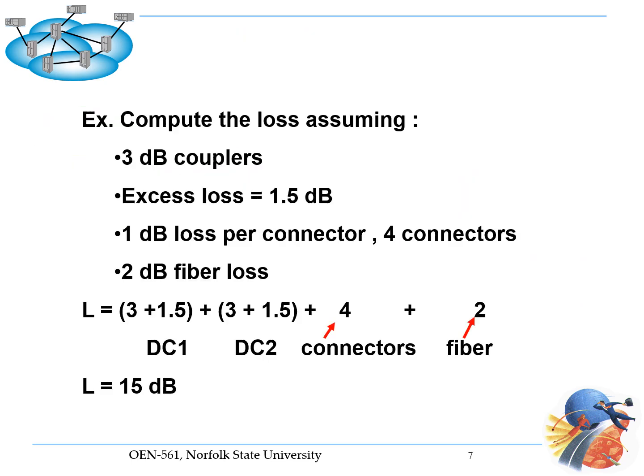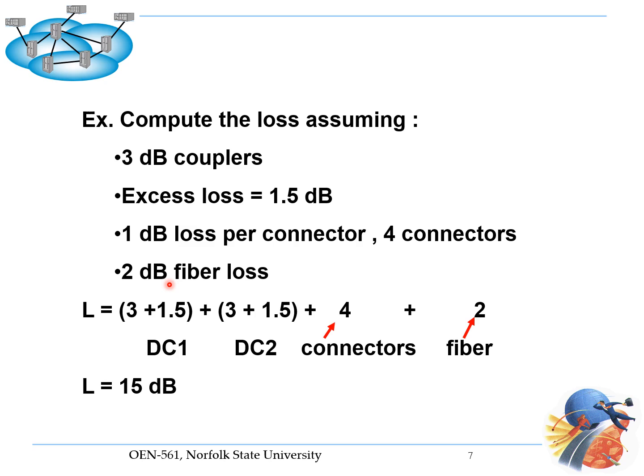Let us complicate our task a little bit. For the same duplex network, let us compute losses assuming that we have the same 3 dB couplers, but they are not ideal. The excess loss is 1.5 dB. In addition, we have 4 connectors connecting fiber to directional couplers and to transmitters and receivers with 1 dB loss per connector, and also overall we lose 2 dB inside the fiber.